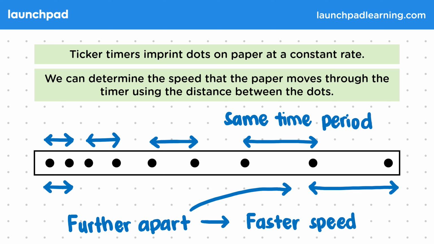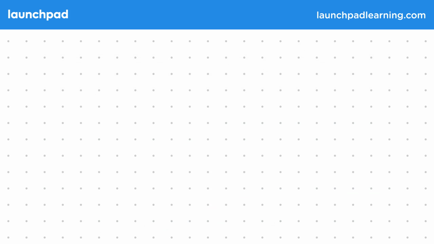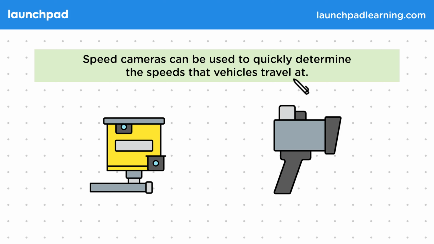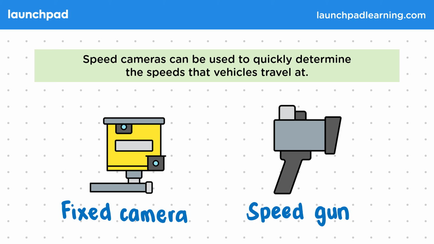So what other technology can we use to measure speeds? Speed cameras can be used to quickly determine the speeds that vehicles travel at. Speed cameras are used for safety purposes, to make sure cars aren't driving too fast. Fixed cameras work by recording markings on the ground and measuring how long a car takes to cover all of them. Speed guns work by shooting light pulses and measuring the difference in time between the received reflected pulses. You don't need to be able to recall how speed cameras work for your exams, but you should be able to interpret how the measurements they perform lead to a calculation of speed.